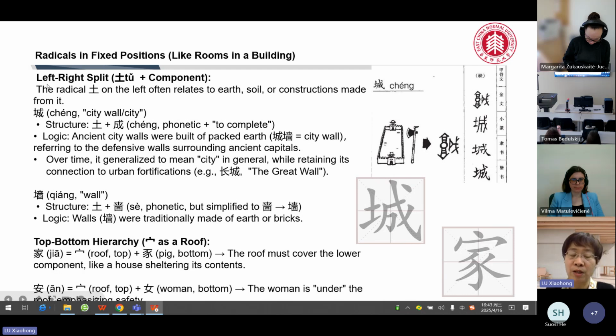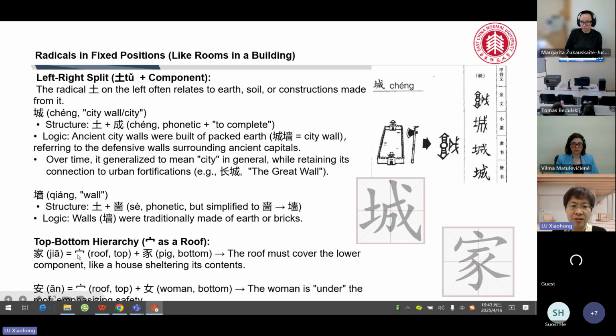So we have a lot of words made with the left-to-right position. They have this fixed position. Another very often used position is top to bottom hierarchy. So on top, like the word 宀 as a roof. We have just mentioned the word 家, jia, with the roof on the top and the pig at the bottom. So it means the roof covers the lower component, like a house, shelter, its contents. So that's what the word jia means.